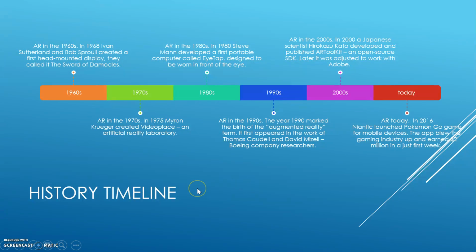And here's just a quick timeline on augmented reality. In 1968, Ivan Sutherland and Bob Sproull created the first head-mounted display. They called it the Sword of Damocles. In the 70s, Myron Krueger created Videoplace, an artificial reality laboratory. In the 90s, the term augmented reality actually appeared, in the work of Thomas Caudell and David Mizell, who were Boeing company researchers.